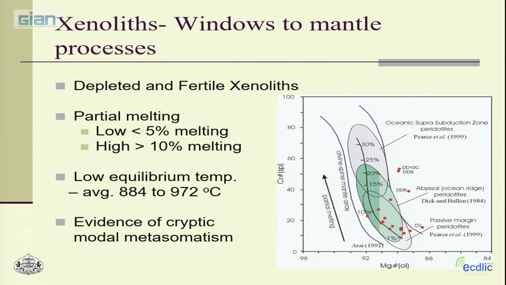Xenoliths are considered to be windows to the mantle processes. You have depleted and fertile xenoliths, with partial melting low, less than 5%, and higher, greater than 10% but up to 15%. The temperature you get to see is a low equilibrium temperature, indicating they are coming from shallow depth and not very deep levels. The overall depth works out to be more or less 40 to 45 kilometers, and there is evidence of cryptic modal metasomatism. That is what we understood on the basis of the trace element modeling.